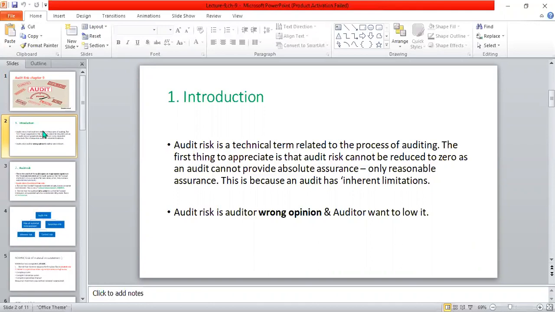Okay, look at the simple definition of audit risk. Audit risk is the auditor's wrong opinion, and the auditor wants to know it. The auditor thinks of the wrong opinion if he creates one about the financial statements. So this is the audit risk for him or her, for an audit firm. So a wrong opinion is the audit risk.